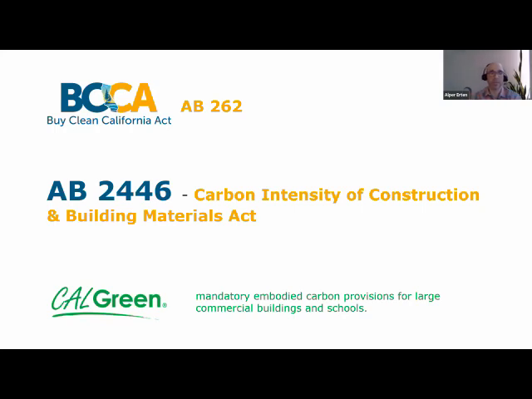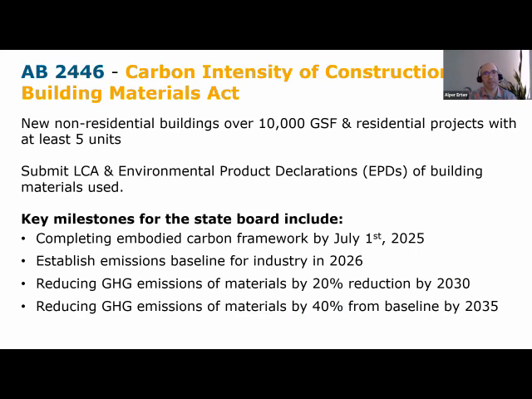And I'll get into a bit more detail in the next slide on that one as well. So the Carbon Intensity and Construction Building Materials Act requires a carbon framework to be set or established by July 2025. And there will be a baseline established for this framework by 2026. And then the target or the goal of this framework will be the reduction of GHG emissions of materials by 20% by the year 2030. And then the next target is a 40% reduction of the building material related emissions by 2035.